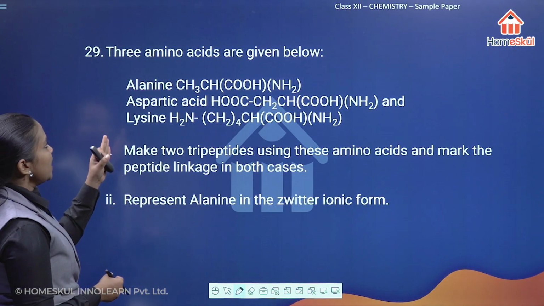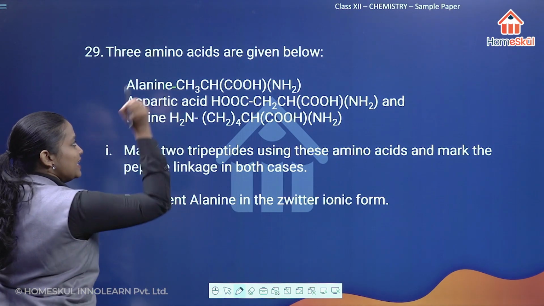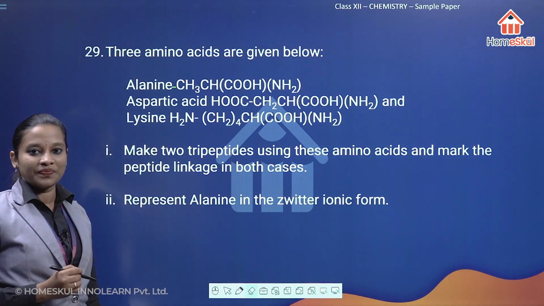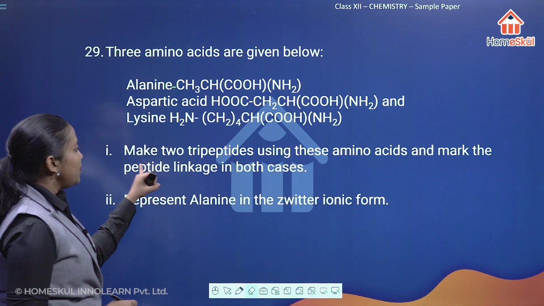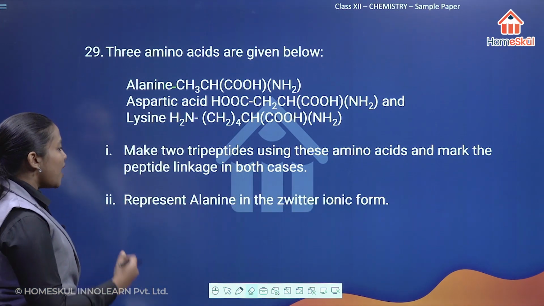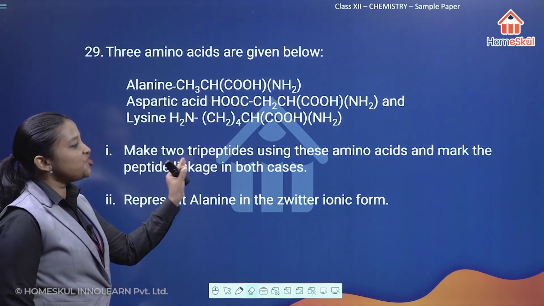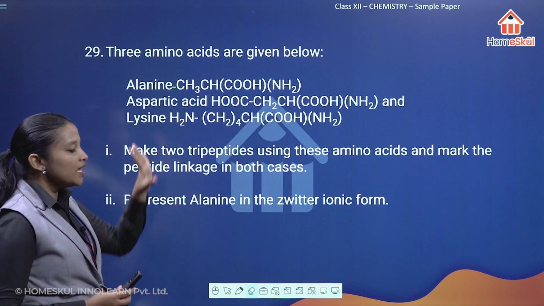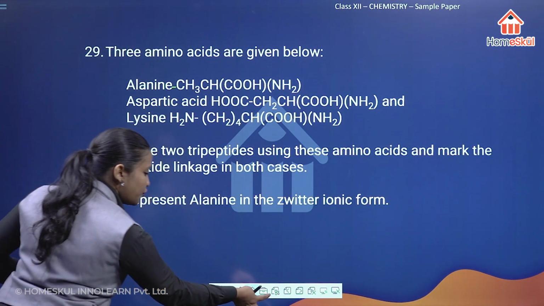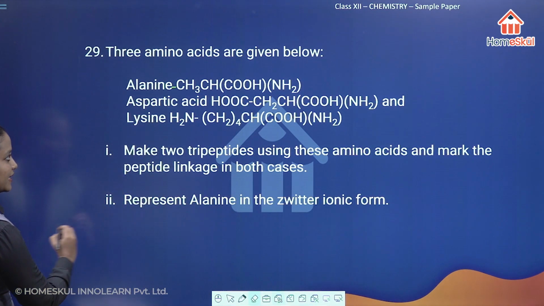Three amino acids are given below: alanine, aspartic acid and, the last one, lysine. The question is, make two tripeptides using these amino acids and mark the peptide linkage in both cases. We have to form a tripeptide using these three amino acids. Let's draw the structures of each one. First, alanine. Let me draw the structure like this.